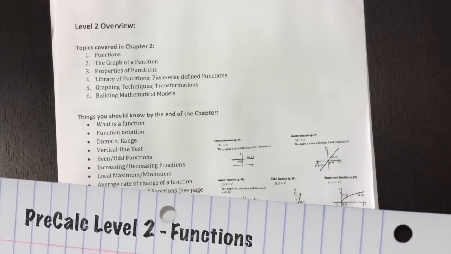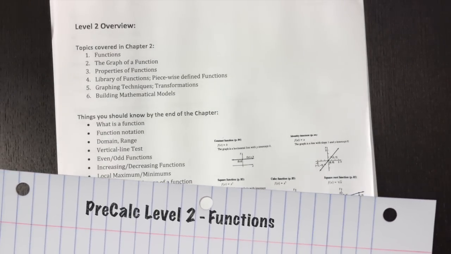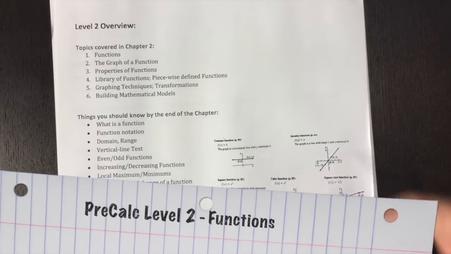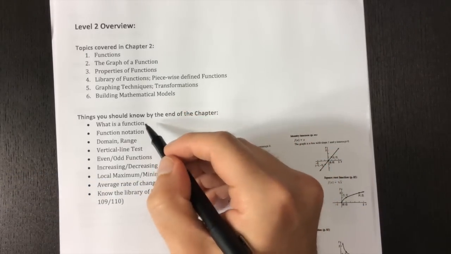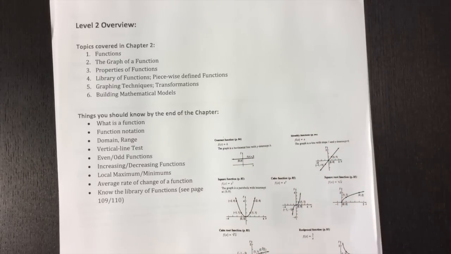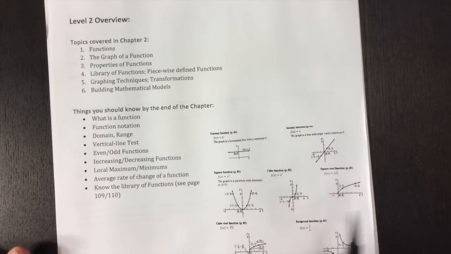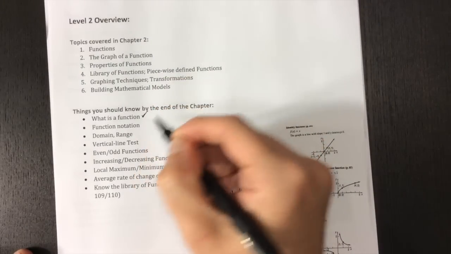So now we've reached level two, which is all about functions. Just as a brief overview, in this chapter we're going to talk about everything that defines what a function is and some basic parent functions that we're going to need to know what the graphs look like. So we'll figure out what a function is.